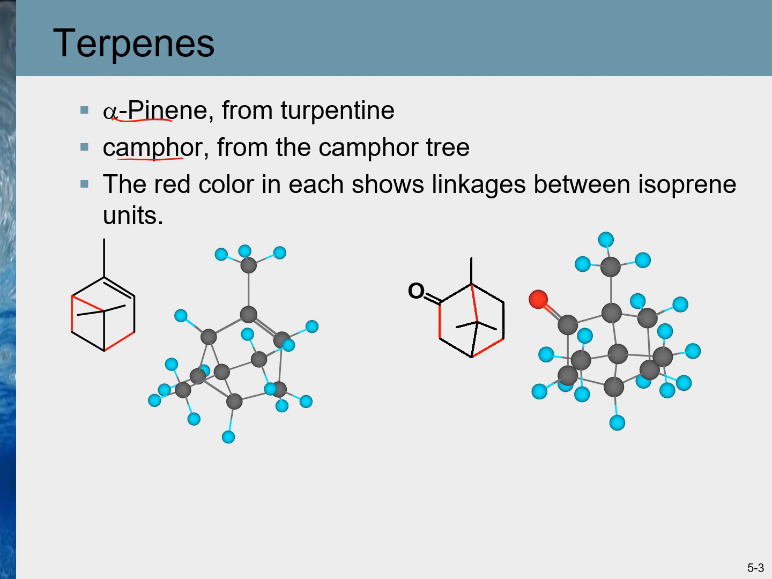In case of alpha pinene, the isoprene units can be seen in blue and yellow highlights. The red lines indicate the head to tail linkage. Similarly, in case of camphor, we can also clearly see the 2 isoprene units.